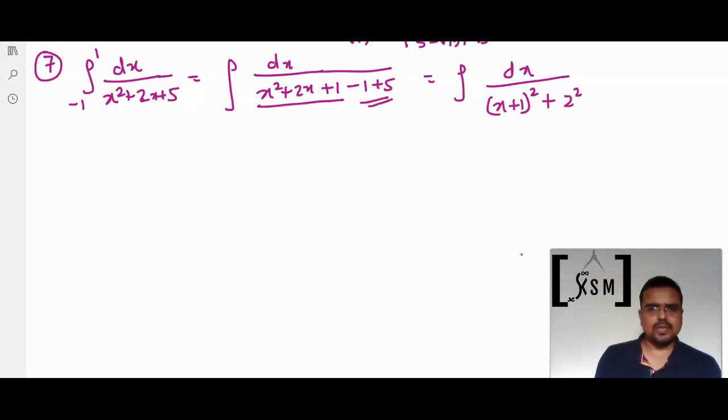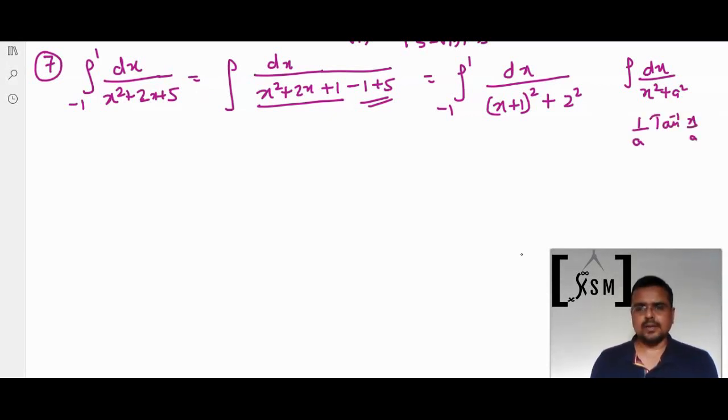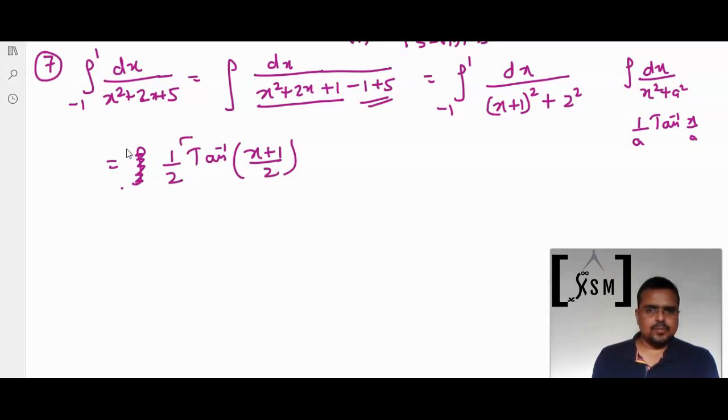And the integration limit is from -1 to 1. So basically I'm sure you must be understanding, the formula is the integral of dx over x square plus a square is 1 over a tan inverse x over a, right? I hope it is clear. So that makes, now we are integrating, so 1 over a, tan inverse x over a, so it is x plus 1 over 2. Then we'll put the limits. I'm keeping the constant out, not a worry.